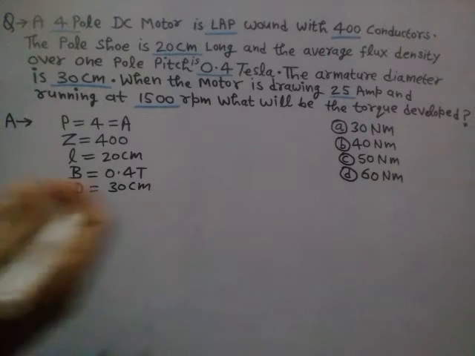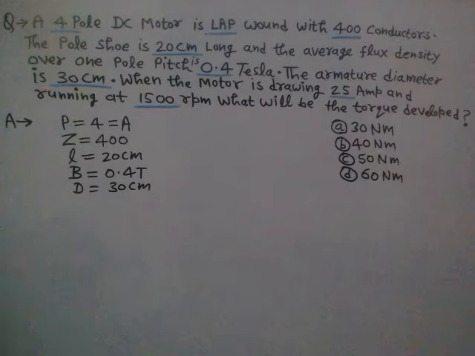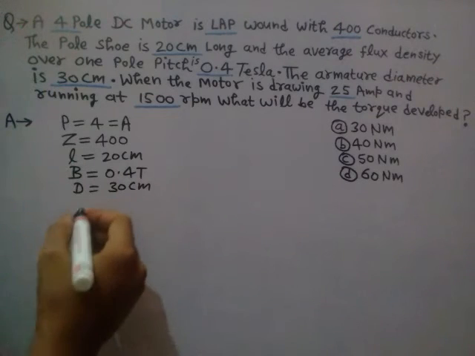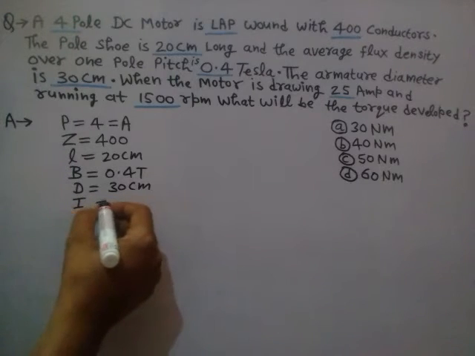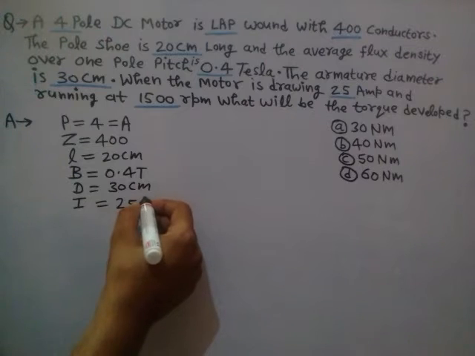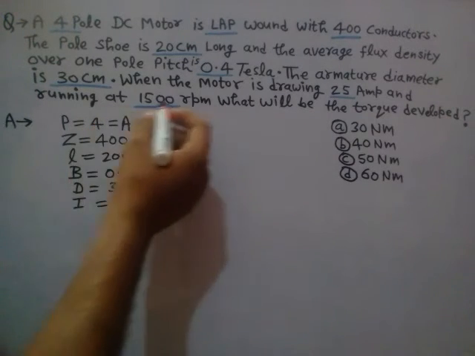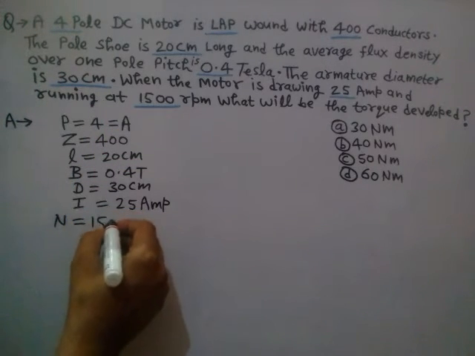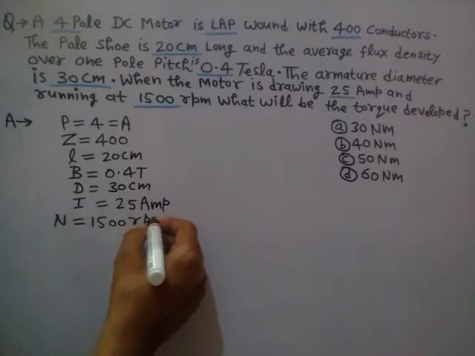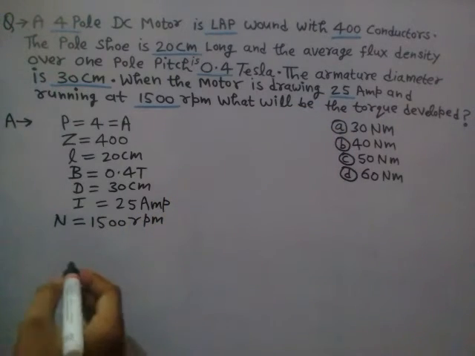Now the motor is drawing 25 ampere current. So the current drawn by the motor is 25 ampere. Now it is running at 1500 rpm, so the operating speed is 1500 revolutions per minute, that is rpm. Now we will have to calculate the torque developed.